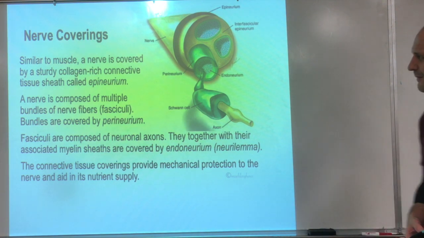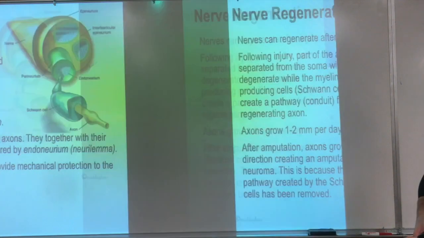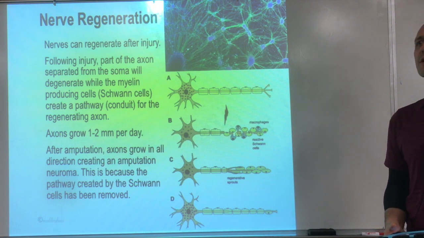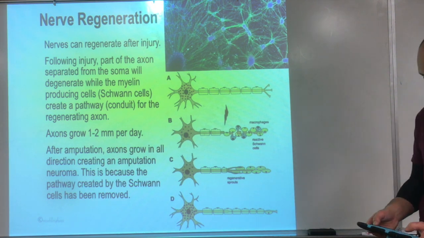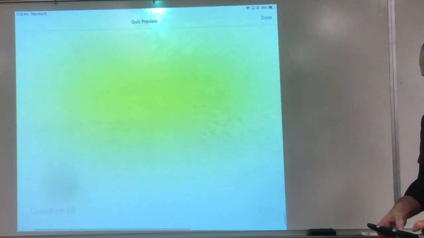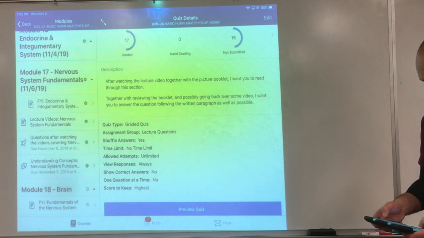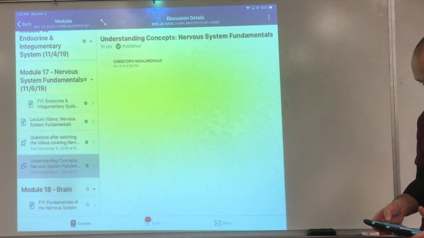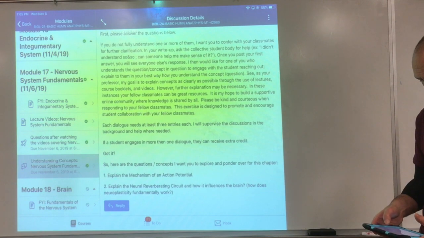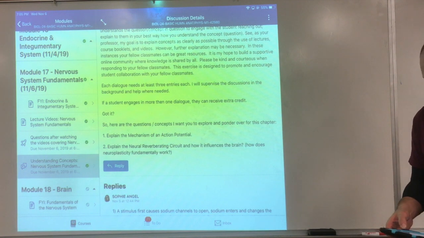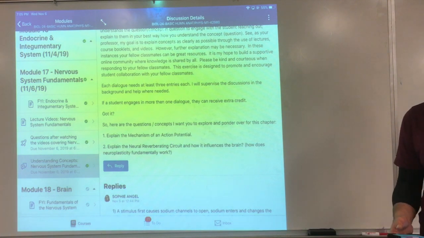Anyway, what I wanted to do now is... Oh, wait, we also have the other questions, right? The concepts, the ones after the test. Explain the mechanism of the action potential, the AP, and the reverberating circuit. You got those? I haven't done it yet. The neuroplasticity. Well, then do that.